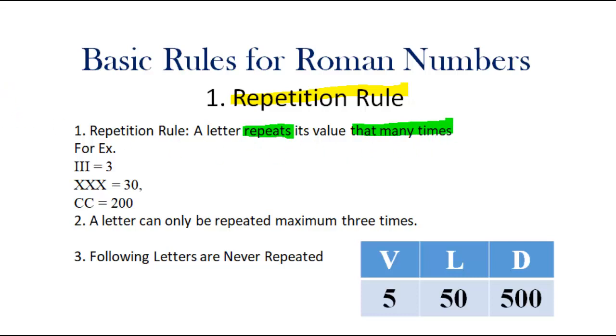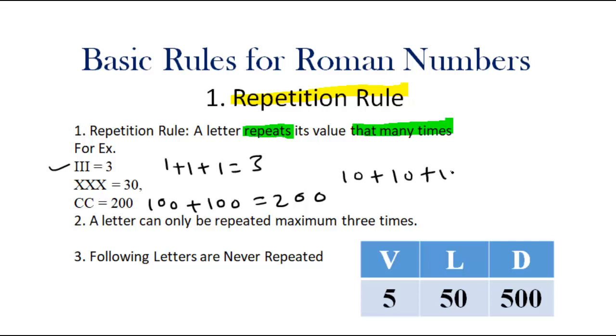If letter I is repeated 3 times, then 1 plus 1 plus 1 is equal to 3. C represents 100. So here C is repeated 2 times. So C and C, that is 100 and 100, will give 200. Here X is repeated 3 times, that is 10, 10, 10, which is equal to 30.